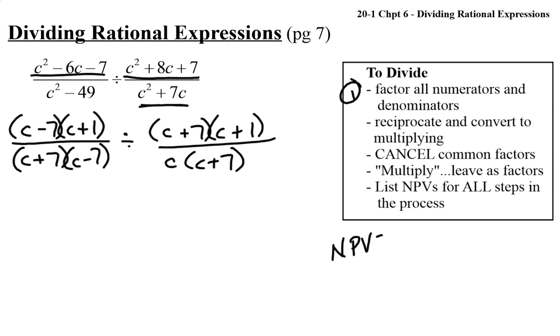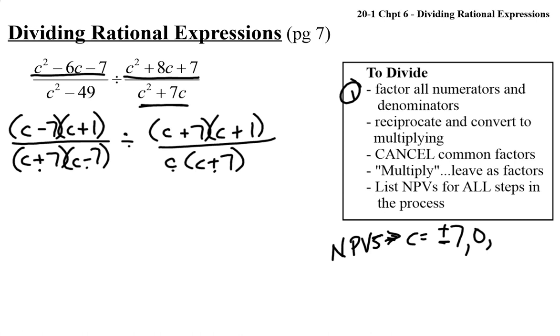I'm going to list my NPVs at this point for this first step. The NPVs occur when c is equal to... well, if that's a 0, that's because c is negative 7. If that's 0, that's because c is positive 7. So positive 7 and negative 7 are one set here. We don't want c to be 0. And again, here we don't want c plus 7 to be 0 or c to be negative 7, which we've already identified. No need to identify again.